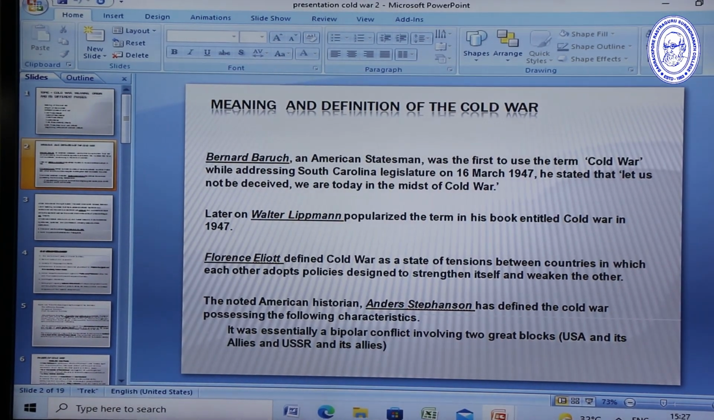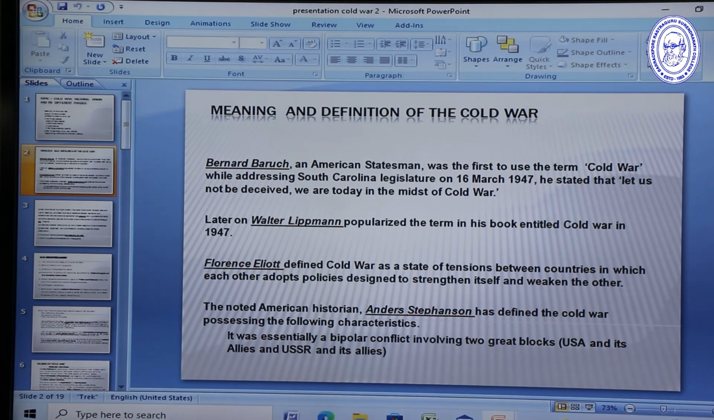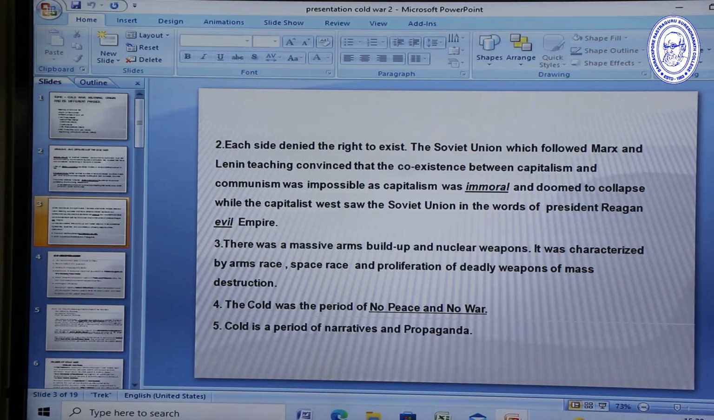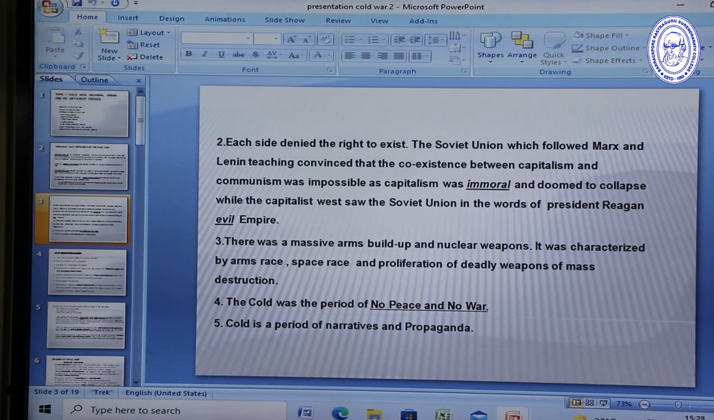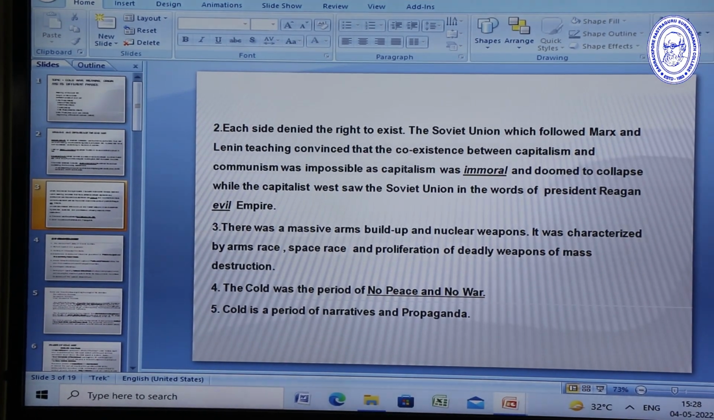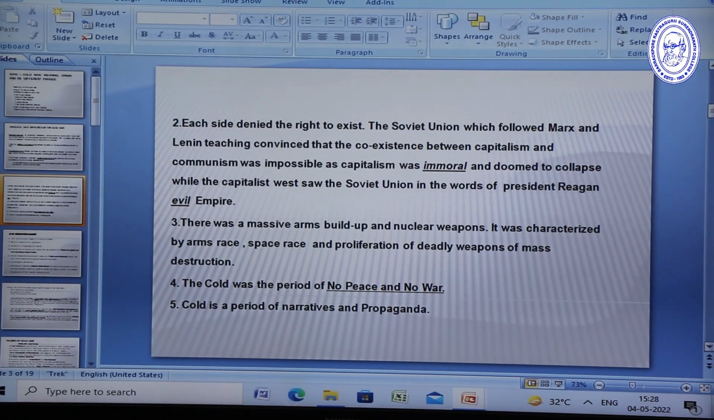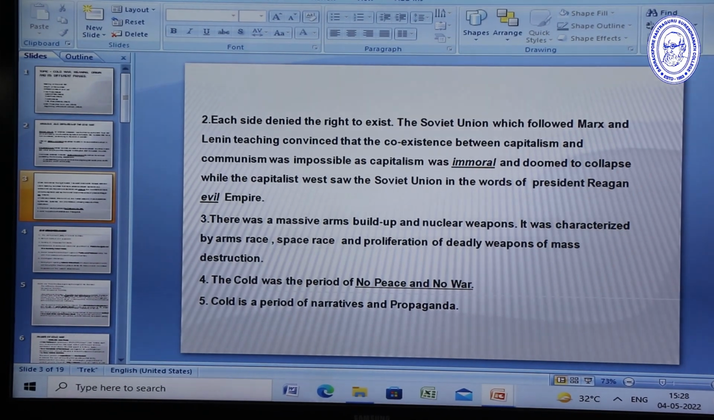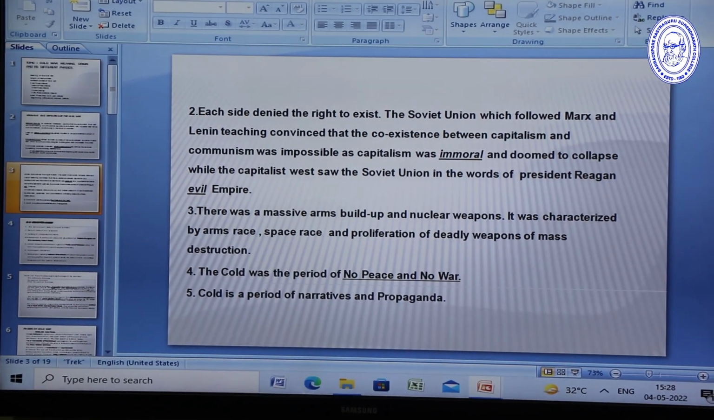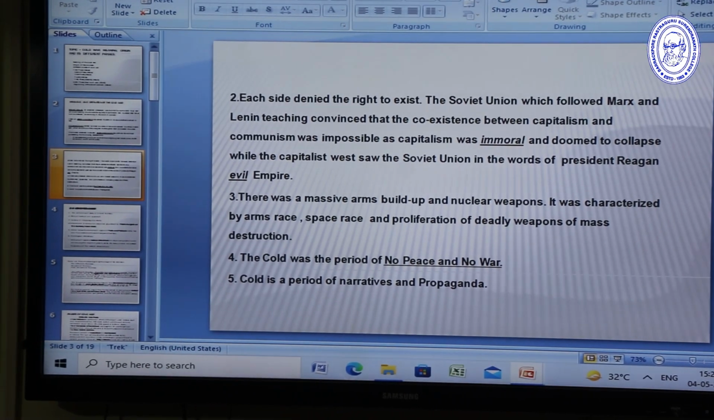So here, what you need to understand is that each side denied the other's right to exist, holding a contrary kind of political ideology. If you look at how the Soviet Union was formed, we know that it was entirely influenced by the writings of Marx and Lenin, isn't it? The Bolshevik Revolution of 1917 was inspired by their writings, so they formed a Soviet system influenced by Marx and Lenin.